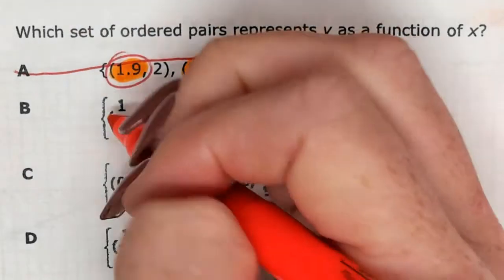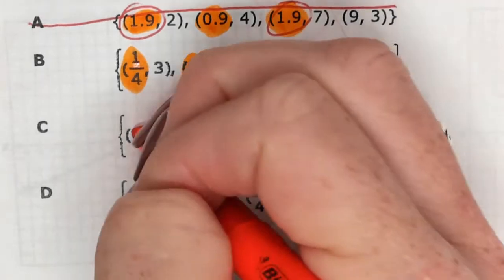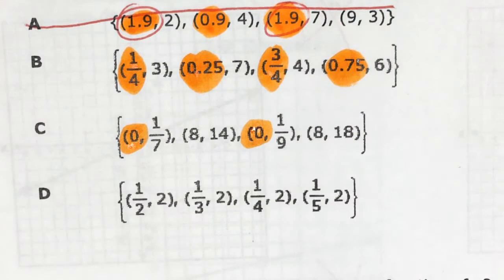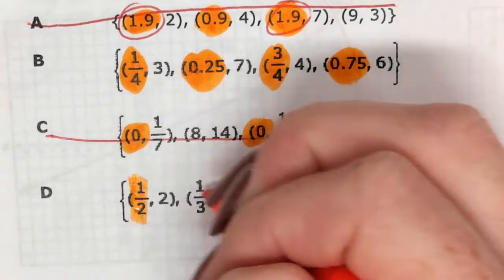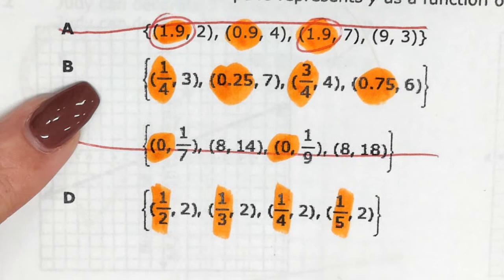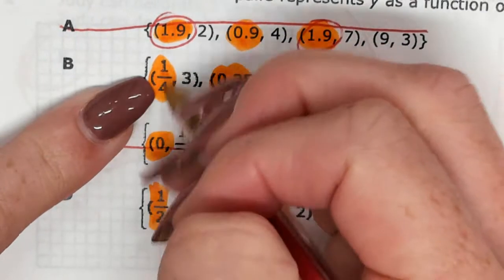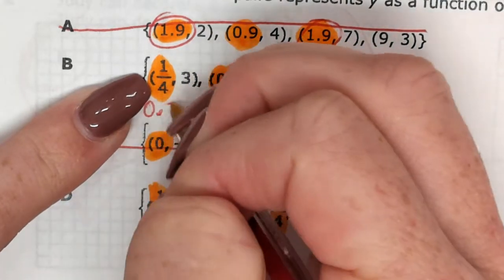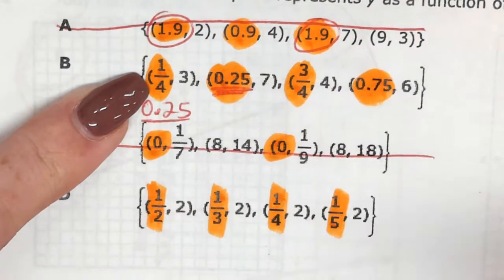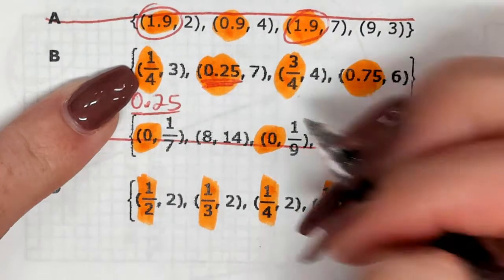Because if you would have thought B was the answer, you would have known real quick when you looked at, well, C's not it, right? Because it had 2 zeros. But when you looked at D, you would have thought, wow, none of those x's repeat. And then you thought that B had no x's that repeated. But they did. Because what is 1/4? 25 cents, and they have 25 cents right here. Also, what is 3/4? So they had 2 that repeated.